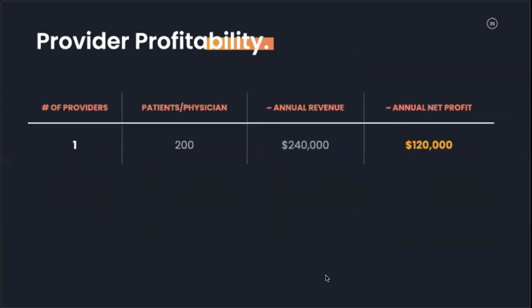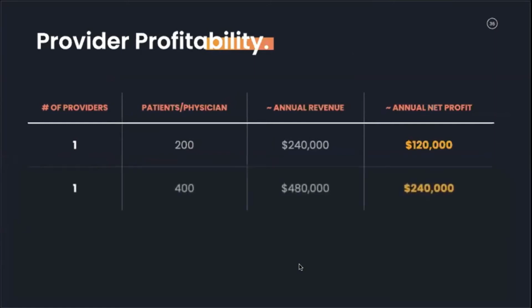So let's talk a little bit about profitability. What does this all mean? So based on our experience, we find that the average primary care physician can have between 200 and 400 patients who would benefit from RPM in the Medicare model. So they have Medicare Advantage or Medicare with a supplement, which means there's no copay. At $200, this would mean around $240,000 to your practice. And based on our fees, that's an annual net profit of around $120,000 per year, per provider.